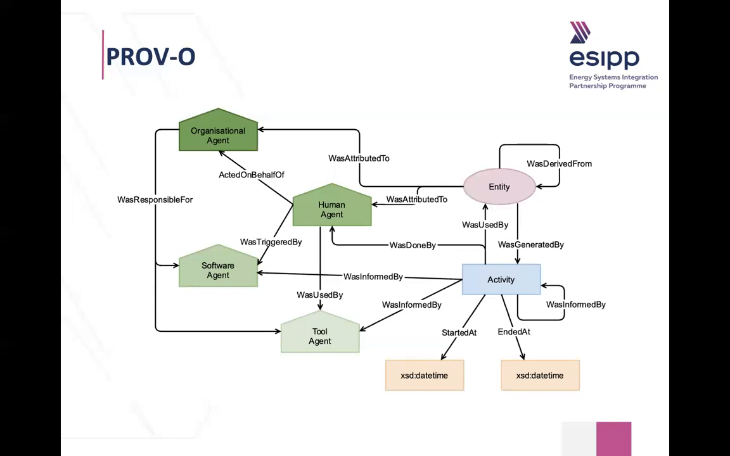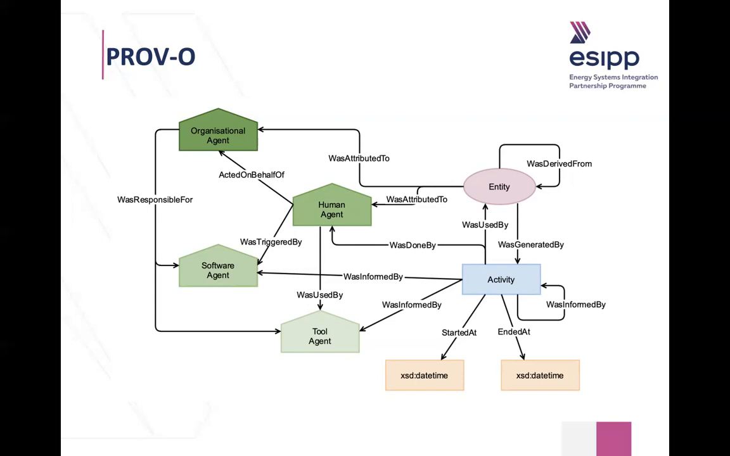PROV-O is a provenance vocabulary promulgated by the World Wide Web Consortium, or W3C. The model is made up of agents, entities, and activities. Entities are information artifacts. Activities are processes that act on entities. Agents trigger these activities and can take several forms, including humans, such as engineers, the organizations that these engineers work for, and software systems. For example, we've seen BIM software or EnergyPlus as a simulation tool, and tools used to make physical measurements on site. The ontology also contains a rich set of relationships between these objects.